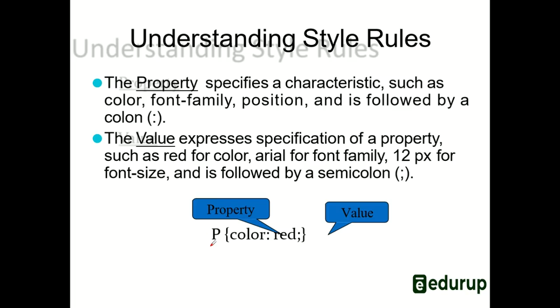Here, coming to the example. P is the paragraph, that is what we call the selector here, and color will be the property name and red will be the value. Now you understood the rules. Okay, so we'll take some examples over here.